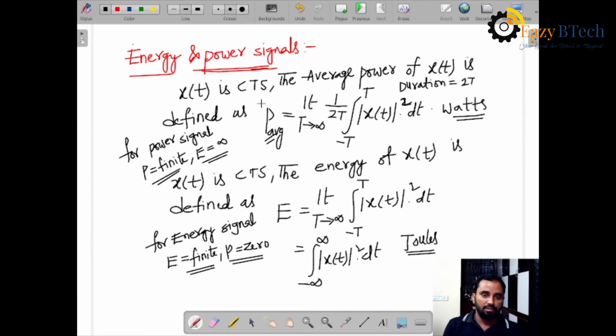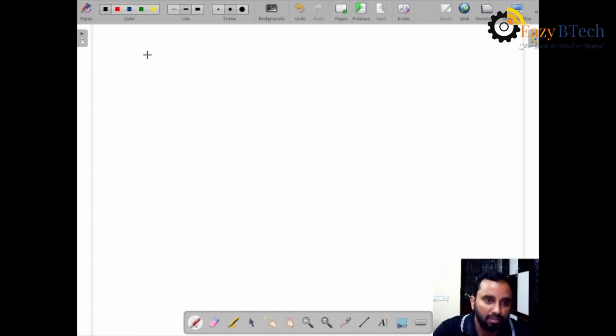Okay. So this is the way of doing power calculation and energy calculation. Power signal definition: power is finite, energy is infinite. Energy signal definition: energy is finite, power is 0. In the same fashion, we can do this for discrete time signals also.